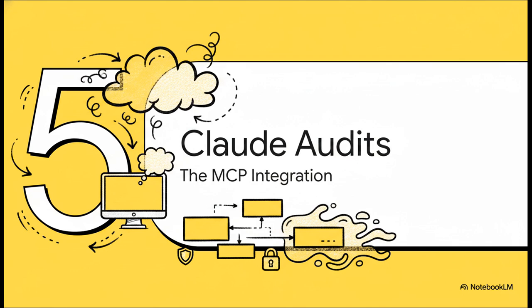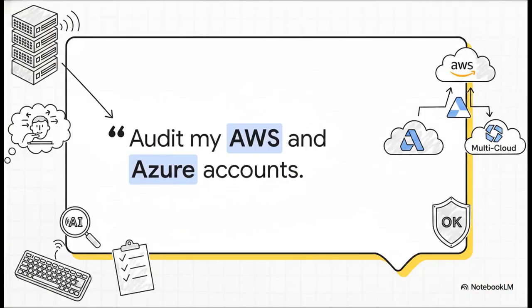Next up, Section 5, Conversational Audits with Claude and the MCP integration. This right here introduces a total paradigm shift. You don't have to live entirely in the command line anymore. By leveraging the bundled MCP server, that's Model Context Protocol, you can trigger complex multi-cloud audits conversationally using just simple natural language prompts. You can literally just type "audit my AWS and Azure accounts" into Claude Desktop, and the agent completely takes over from there.